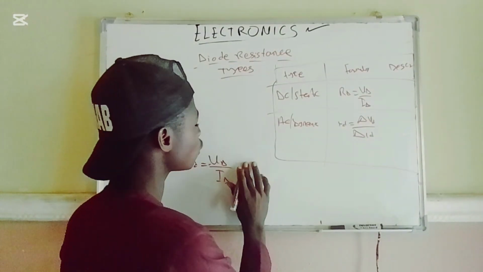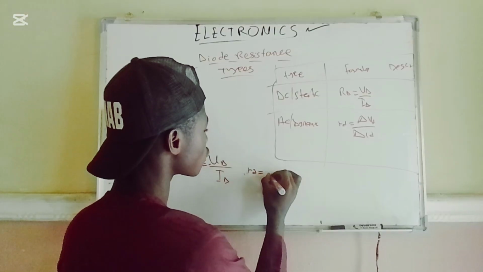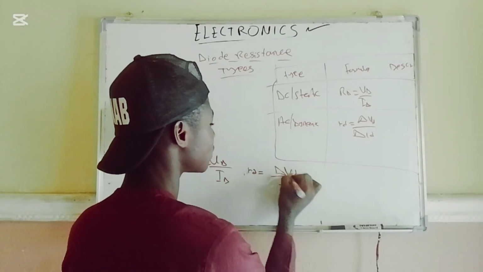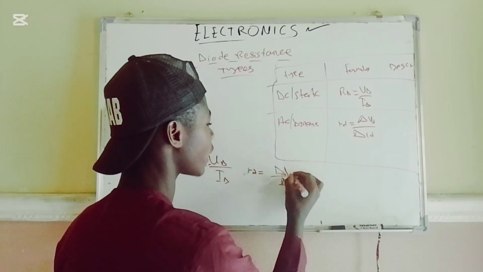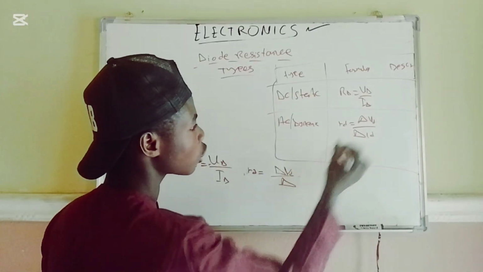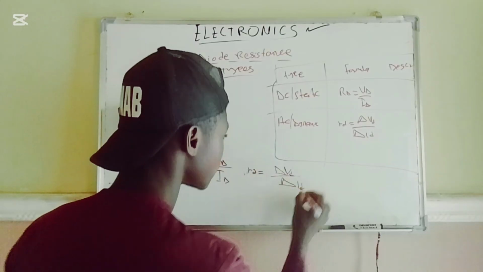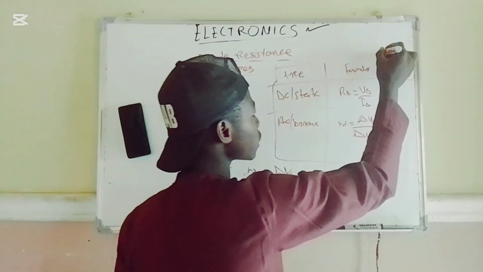And therefore the AC, which stands for RD, which is equal to dVd over delta. It means delta. That's the reason that we write this small v, because we're writing the delta. So therefore divided by the diode current. So therefore there is a description that we have here.